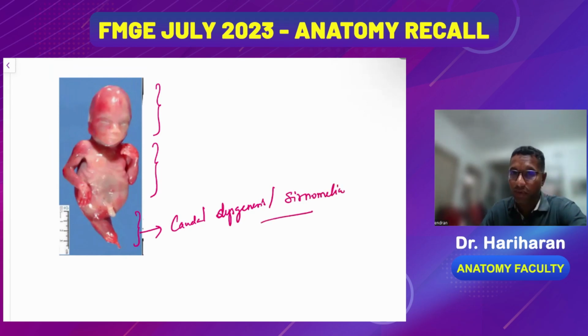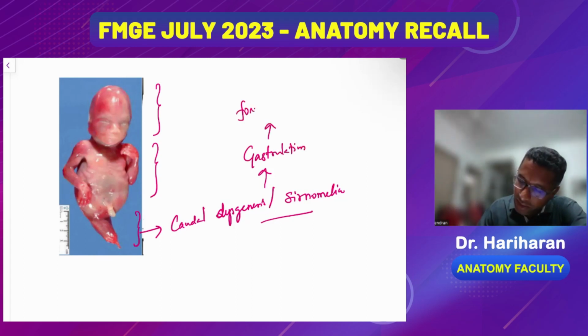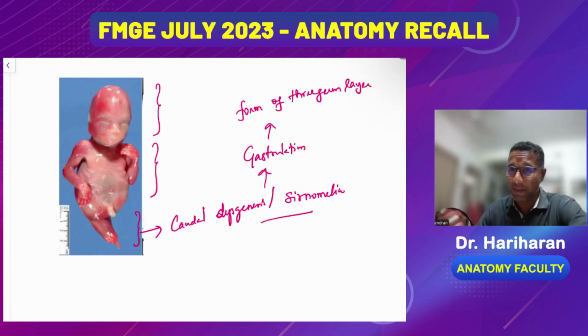Caudal dysgenesis, or sirenomelia, happens due to a problem in the stage of gastrulation. Now, what is called gastrulation? Gastrulation is the formation of the three germ layers. I hope you know what the three germ layers are; I don't want to repeat it. They are the ectoderm, mesoderm, and endoderm.